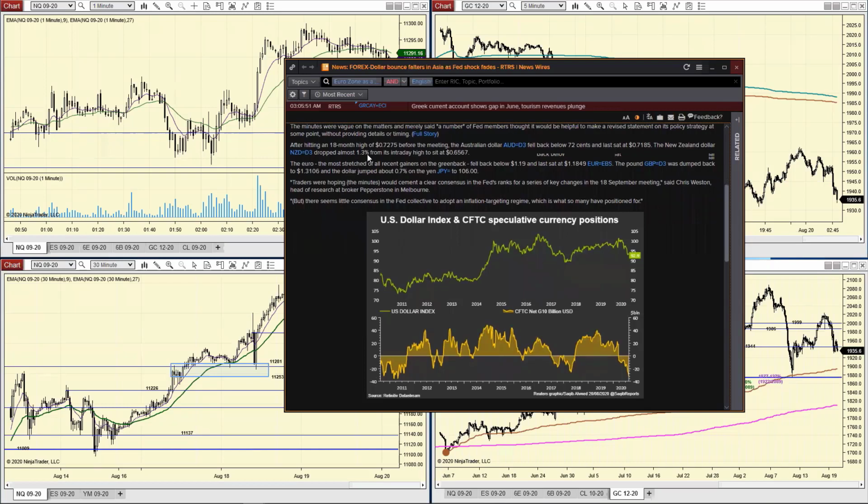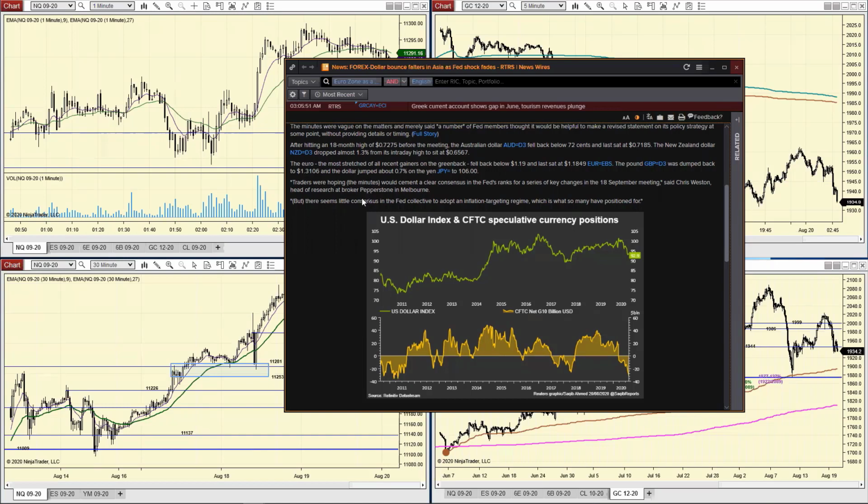After hitting an 18-month high at 72.75 before the meeting, the Australian dollar fell back below 72 cents. The New Zealand dollar dropped 1.3%. The euro, the most stretched of the recent gainers on the greenback, fell back below 119 and was last at 118.49.